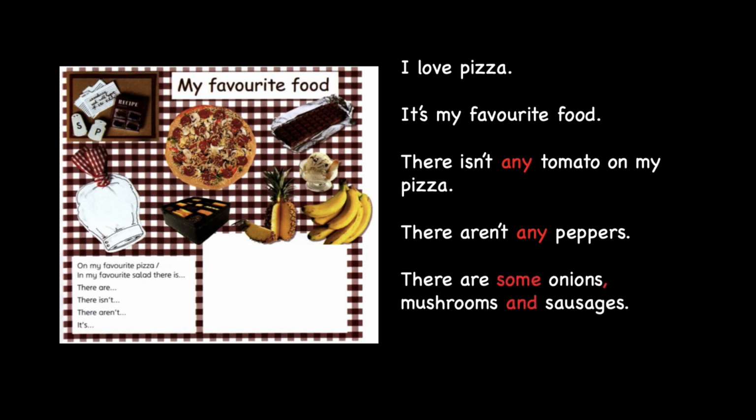Next one, we can also write about what we have on the pizza. There are some onions, mushrooms, and sausages. I use the word some because I can see onions, mushrooms, and sausages here. I also joined onions, mushrooms, and sausages using the word and and also a comma. And I can finish it with a sentence. It is yummy.